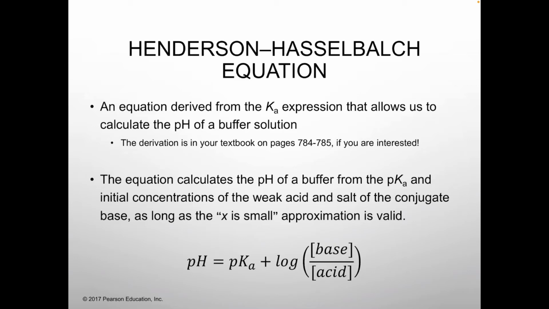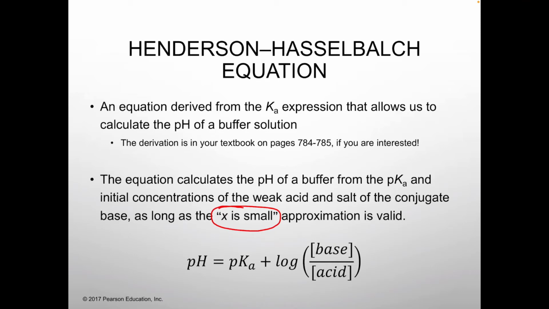If you're really interested, the derivation is in your textbook, pages 784 to 785. I'll let you look through it. Otherwise, you can trust me that this is how it works out. The equation will calculate the pH of a buffer from the pKa and the concentrations of our acid and our base after the neutralization reaction, as long as we can use this x is small approximation.